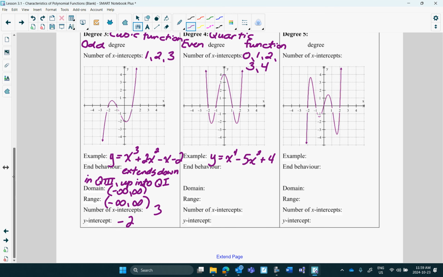On the left side, it's extending up. On the right, it's extending up as well. And that's what happens with even degree functions. So it extends up into quadrant 3 on the left and up into quadrant 1 on the right. Oh, sorry, quadrant 2. Yes, thank you.